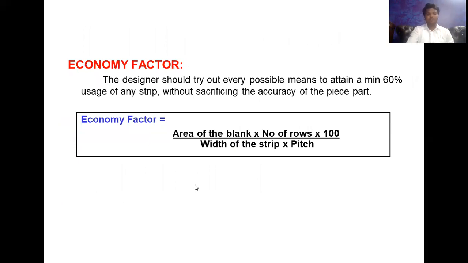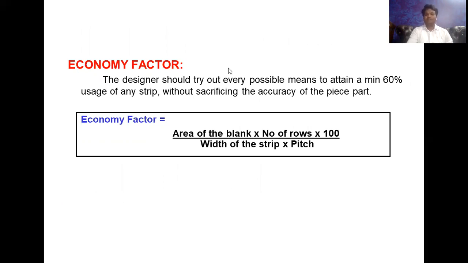Now we'll see what the term economic factor is. The designer should try out every possible means to attain a minimum 60% usage of any strip without sacrificing the accuracy of the piece part. So whatever strip we are going to use, the minimum percentage of usage of the strip is 60% without sacrificing the accuracy of the piece part.